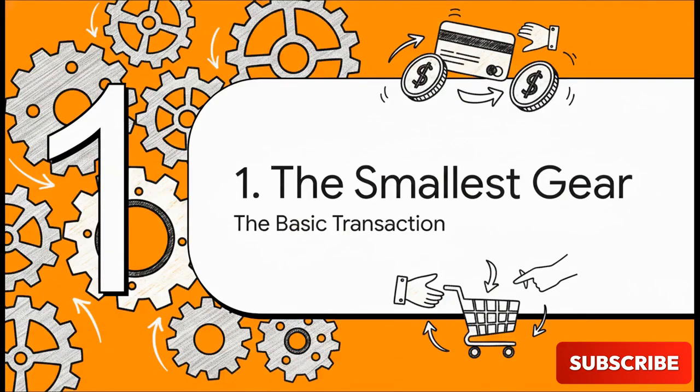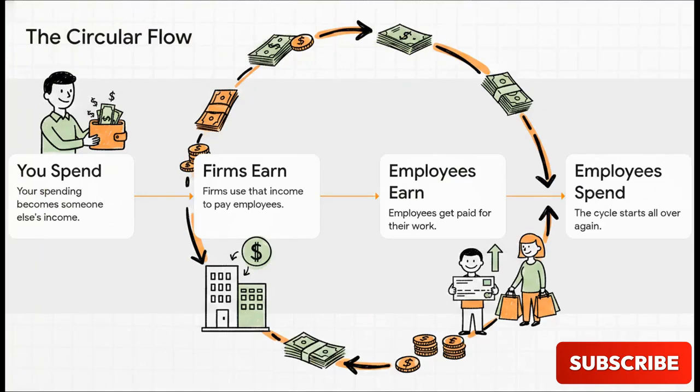Okay, first up, let's look at the machine's smallest, but maybe its most fundamental part, the simple transaction. Think about it like this. It's a continuous loop that powers literally everything. When you spend money, a company earns it. That company then uses the money to pay its employees, people just like you. And then what do those employees do? They turn around and spend their paychecks, starting the whole cycle all over again. Your spending is someone else's income, and their spending becomes income for another person.